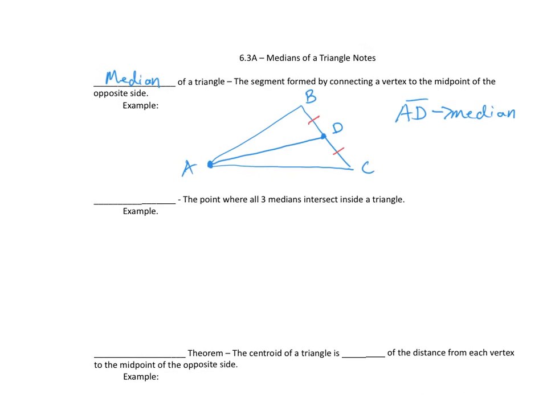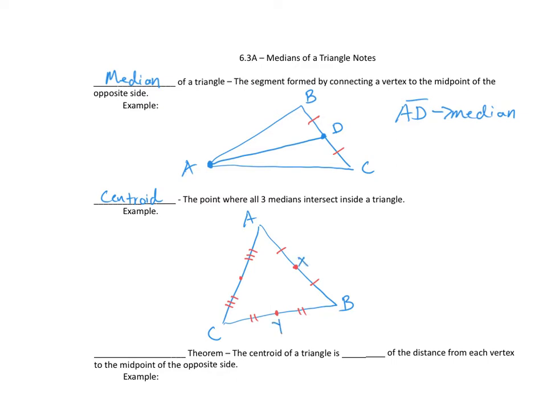Next, the point where all three medians intersect is called a centroid. Let's draw a picture of another triangle. Let's call this triangle A, B, C, and I'm going to find all the medians here. All these sides are going to be the same, so this side is congruent to that side, and this is congruent to that, and this is also congruent to that.